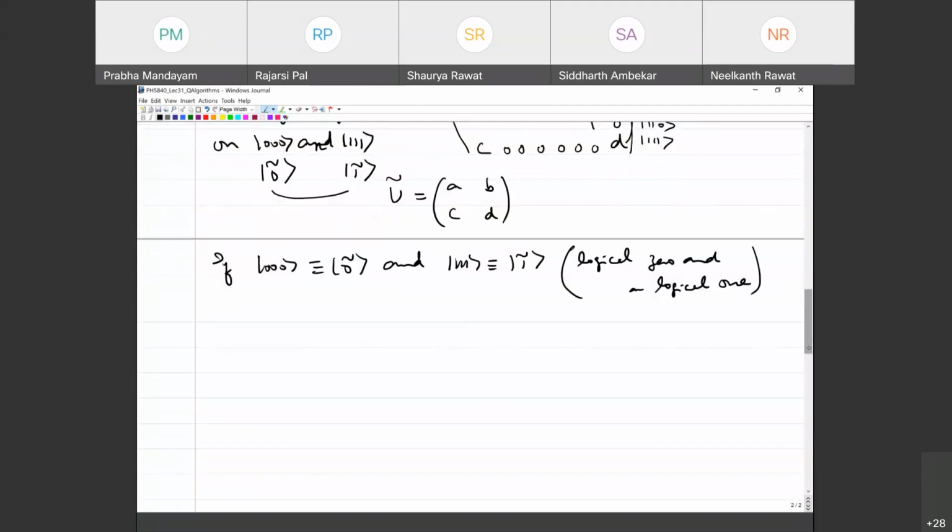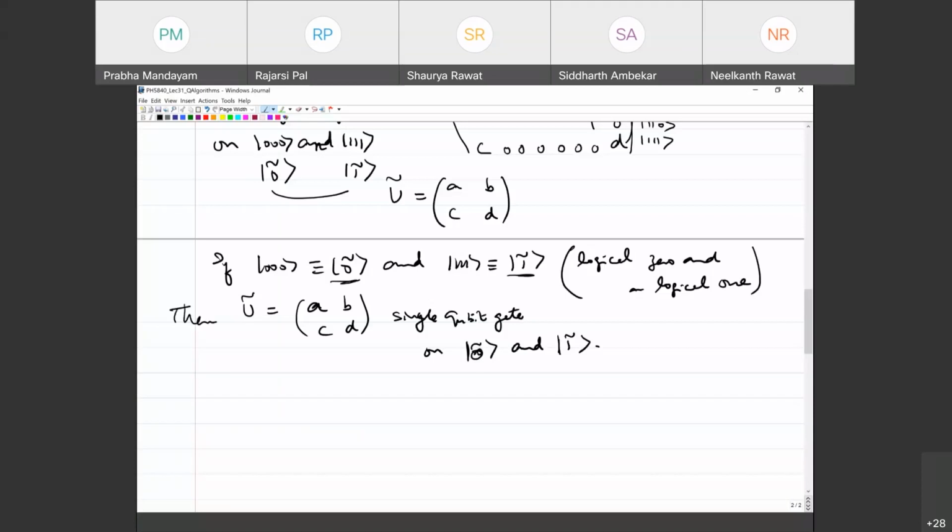So then there is a U tilde, which is ABCD, and essentially it acts on 0 in this basis as this kind of a single qubit gate, right? So this is a single qubit gate on 0 tilde and 1 tilde. Is this idea clear? Okay.